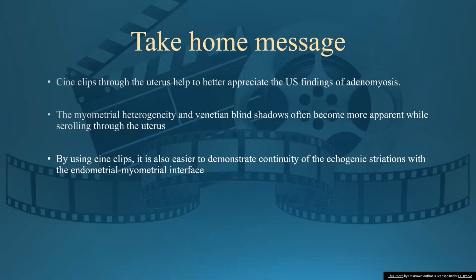The other thing, the myometrial heterogeneity and the Venetian line shadows, as we mentioned, often become more apparent when we scroll through the uterus. So you need to scan the uterus everywhere, not just one view and you comment about it. When you use the cine clips, it's also easier to demonstrate the continuity of the echogenic striations with the endometrial myometrial interface, which is key to diagnose adenomyosis.